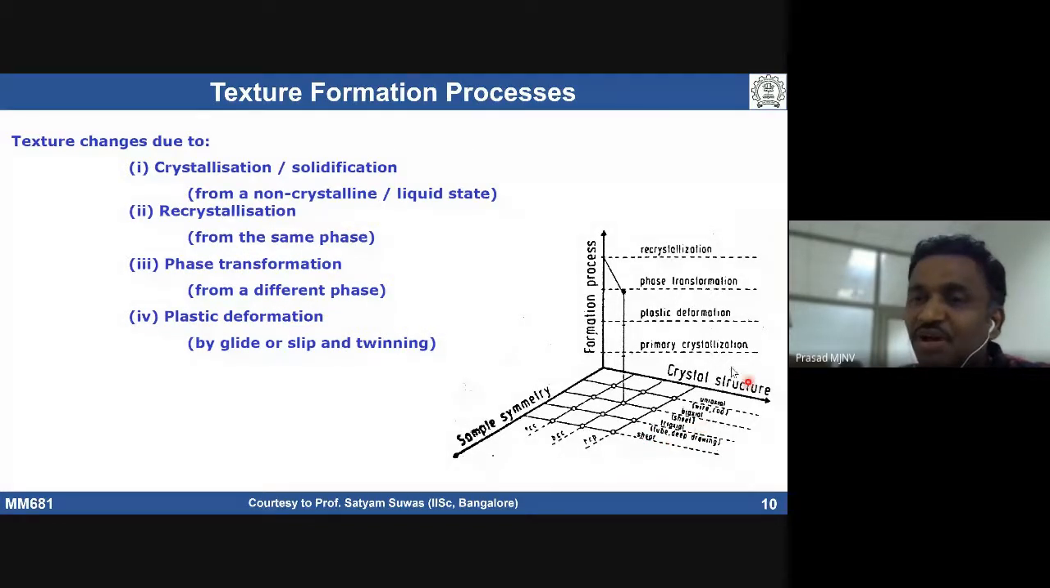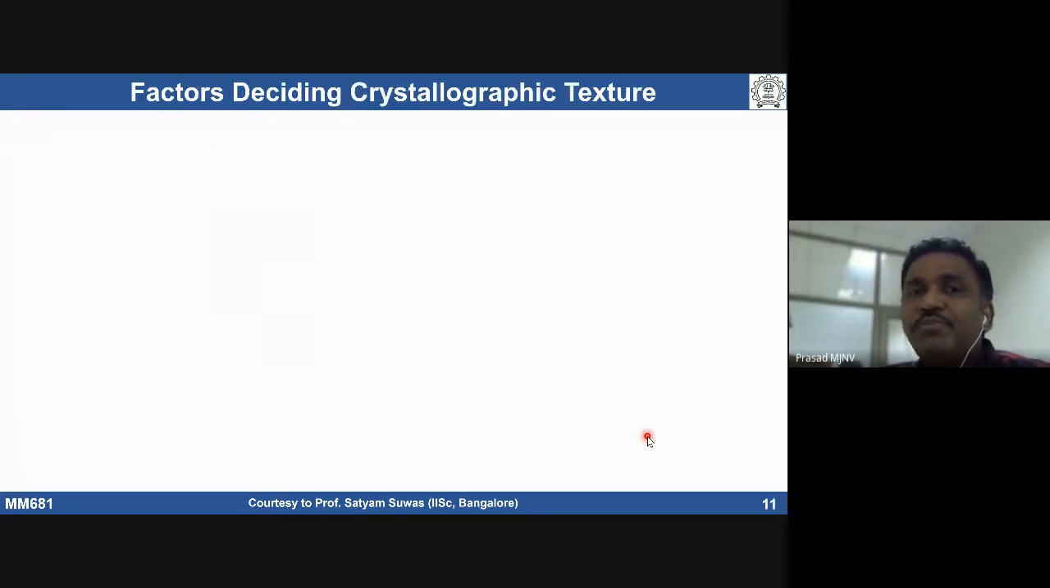So apart from the formation process, the type of texture that's going to develop depends on crystal structure and the sample symmetry. If we talk about only deformation, what type of deformation you're giving can also change the texture of a material. So what factors decide the crystallographic texture? There are several, because we already discussed these processes. Each process has its own parameters.